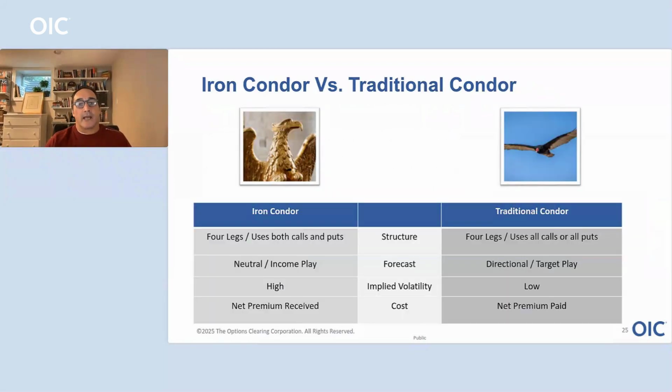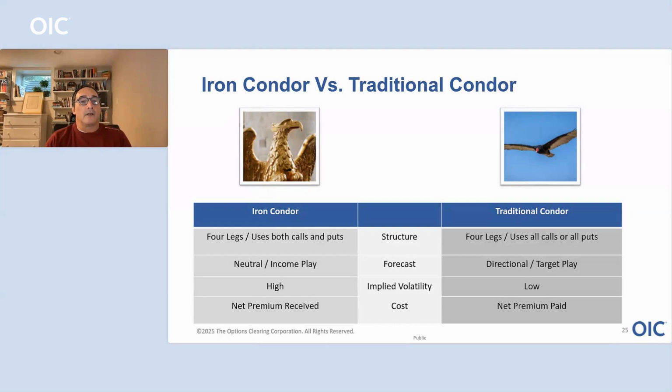So let's look at the iron condor compared to the traditional condor. So the iron condor uses 4 legs, uses both call spreads and put spreads, okay? The traditional condor, we're looking at an all call condor, but you could use puts, depending on what your opinion is. It uses 4 legs, but it uses either all calls or all puts.